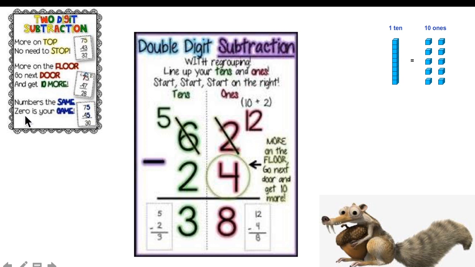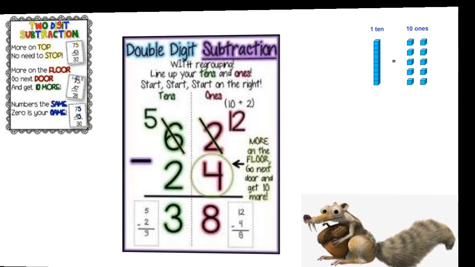Numbers the same, 0 is the game. If you have 5 minus 5, that will be 0. You don't have to go next door. You don't have to borrow the 10.